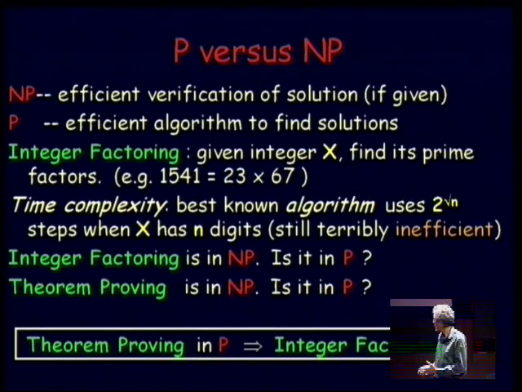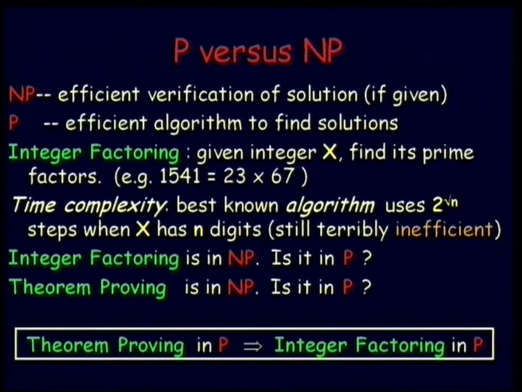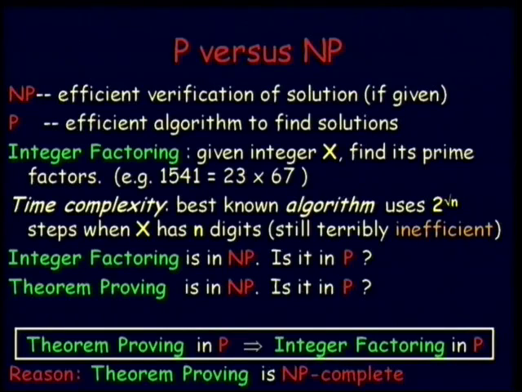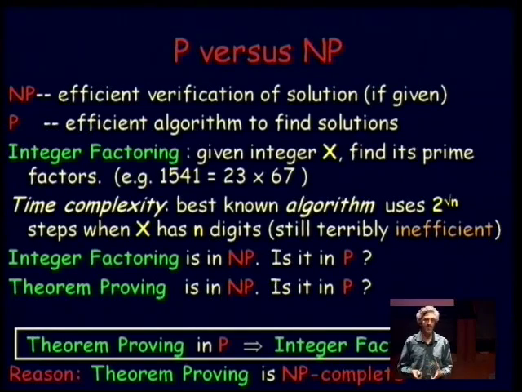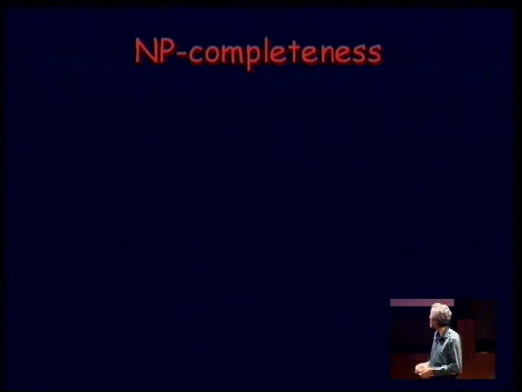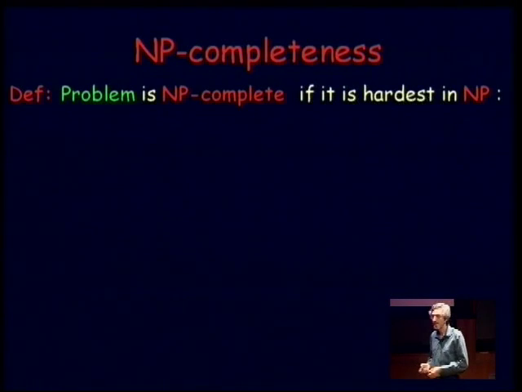And I want to tell you about the relation, because it explains more why these classes and why this P versus NP question is so important. And the reason, which I'll not prove, I'll just state and explain, is that theorem proving is not just any problem. It's a very important problem. It's a kind of universal problem. This universality we'll call NP complete. So let me define what this term means for you. What is this NP completeness?